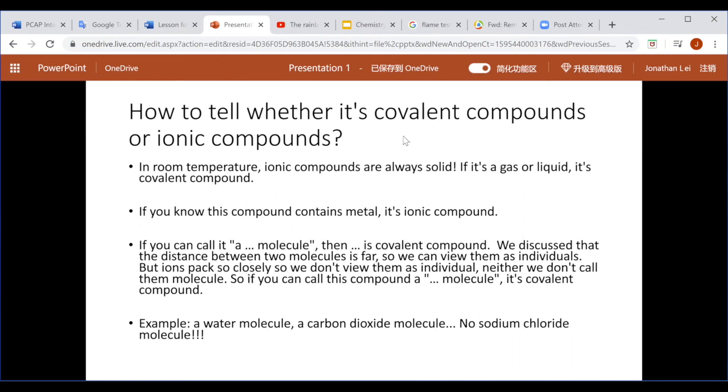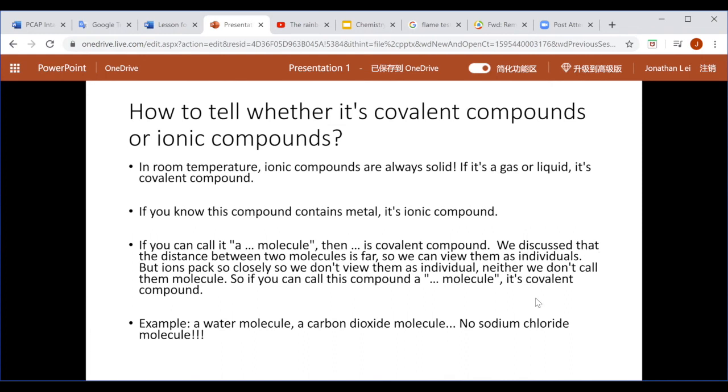How to tell whether it's a covalent compound or an ionic compound? At room temperature, ionic compounds are always solid. If it's a gas or liquid, it's a covalent compound. Covalent compounds can be gas, liquid, or solid, but at room temperature, ionic compounds can only be solid. So if it's a gas or liquid, it's no doubt a covalent compound. Secondly, if you know this compound contains metal, it's an ionic compound. And the third thing, if you can call it a blah blah blah molecule, then this thing is a covalent compound.